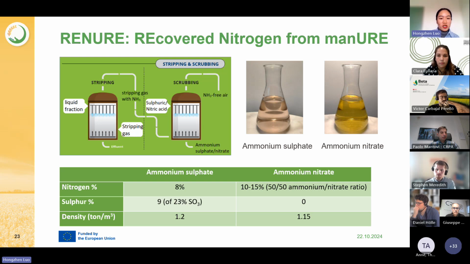You can see a picture here. That's how it looks. These are liquid fertilizers, and ammonium nitrate has a nitrogen percentage of 10 to 15%, which is higher than ammonium sulfate, because ammonium sulfate also contains quite some sulfur in the formation.